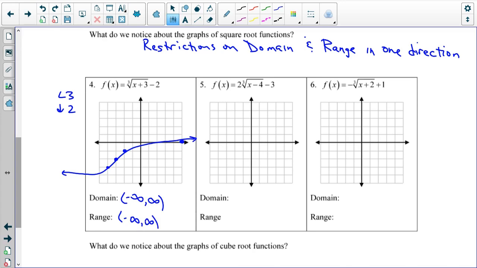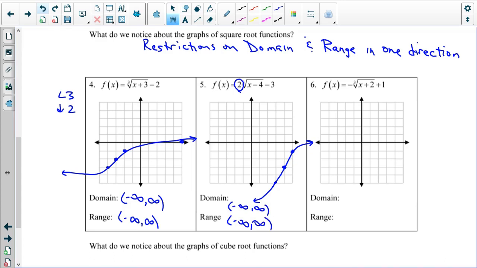If I look at this problem, it shifts right 4, down 3, just like the problem above it. It's not going to be over 1, up 1, because I have a vertical stretch of 2, just like in the last problem. So it'll be over 1, up and down 2, over 8, up and down 4. So it's going to be a little bit stretched from my normal cube root graph. Once again, my domain has no restriction, and neither does my range.